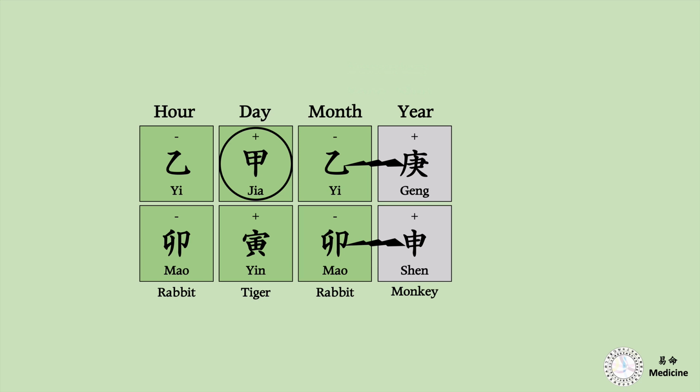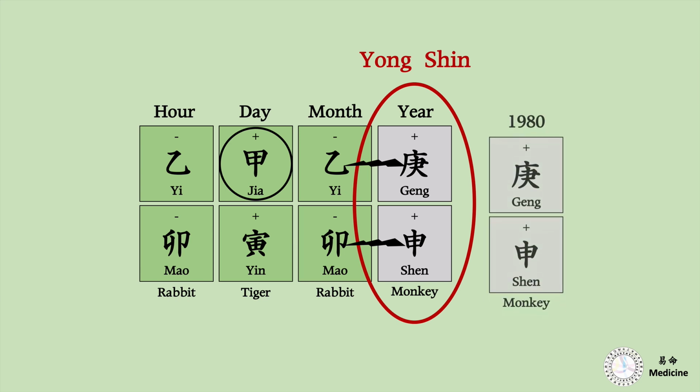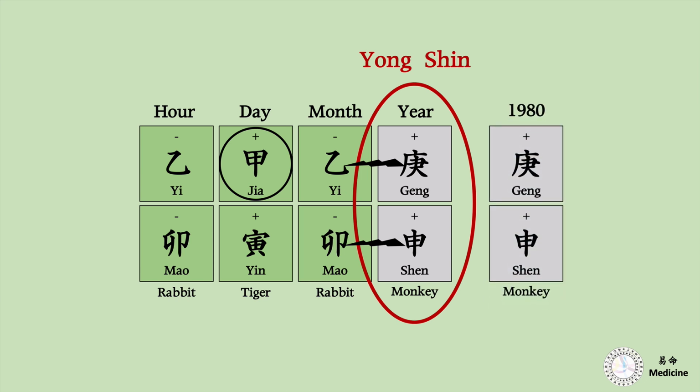If the chart looks like this, yearly pillar can be used as Yong Shin because metal can control this strong wood. Of course, this metal is relatively much weaker than the wood. But if this chart meets strong metal energy again, like the year of 1980, now this chart becomes a little more balanced, right? So we can say this chart got supported by the energy of 1980, or we can simply say 1980 was a good year for this chart.